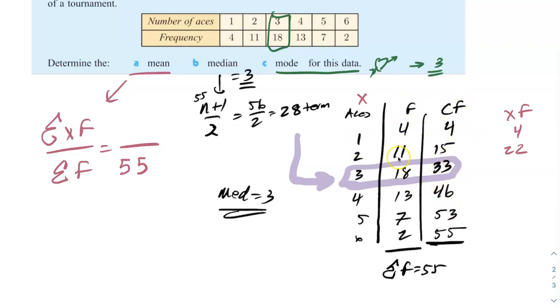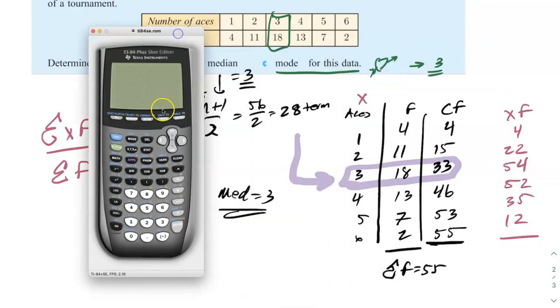So 1 times 4 is 4. 2 times 11 is 22. 3 times 18 is 54. 4 times 13 is 52. 5 times 7 is 35, and 12. If I add all that up, I don't know what that is. I'm using a calculator because I probably should use a calculator from the start here. So let's do 4 plus 22 plus 54.